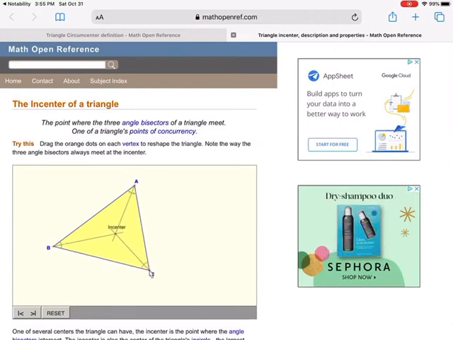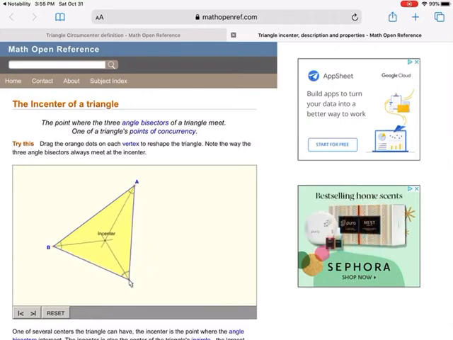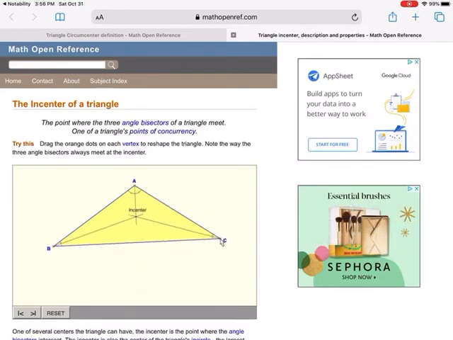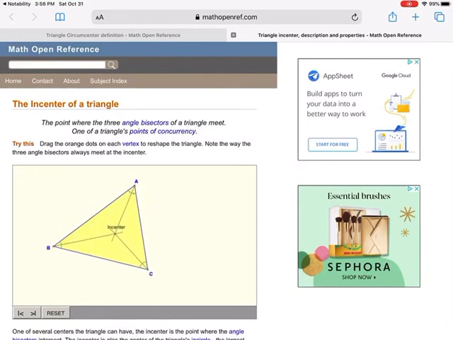Let's see if I can get a right triangle. That's a right triangle, with the right angle at B. No matter what I do, how I move this triangle, flip it around, it doesn't matter. No matter what, that incenter is always inside that triangle.